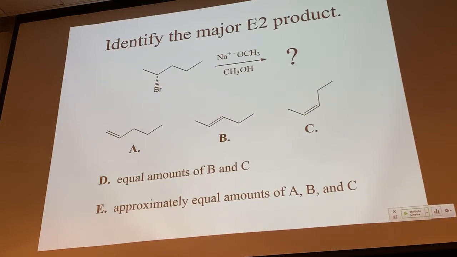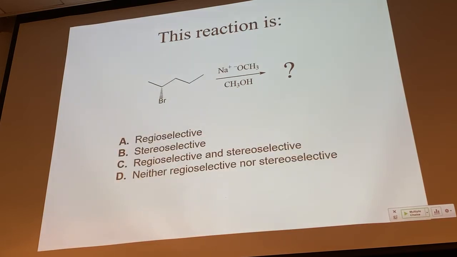And so is the reaction regioselective, stereoselective, both, or neither? It is both. So there are some cases where E2 reactions can be both regioselective and stereoselective if there are both more than one constitutional isomer and more than one stereoisomer possible. Then you can have a reaction be both stereoselective and regioselective. Any questions?